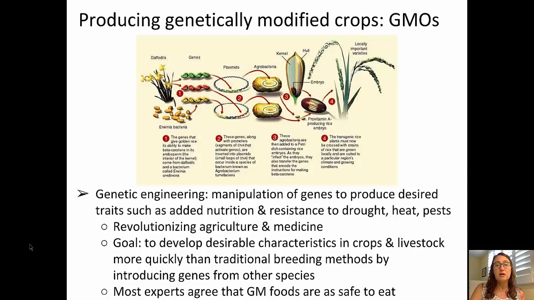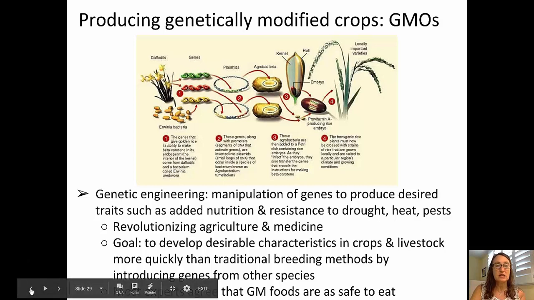Now, the purpose of manipulating these genes is to produce desired traits. So in the case of golden rice, we're trying to add nutrition. Some GMOs are developed to be drought resistant, others resistant to heat, and still others resistant to pests. GMOs have really revolutionized agriculture and medicine, and many experts agree that genetically modified foods are safe to eat.